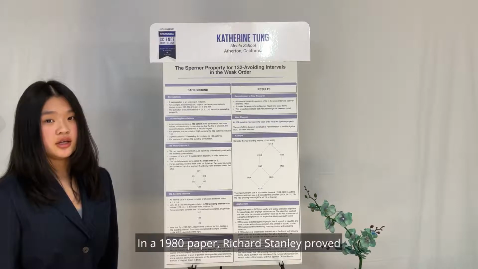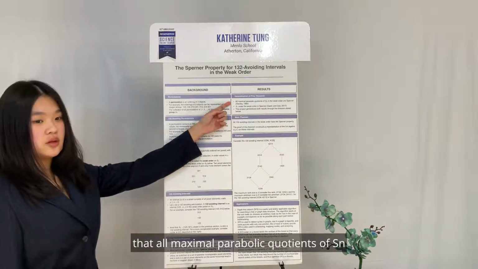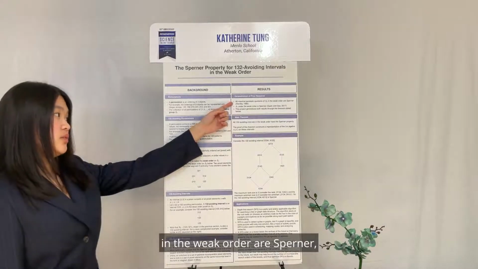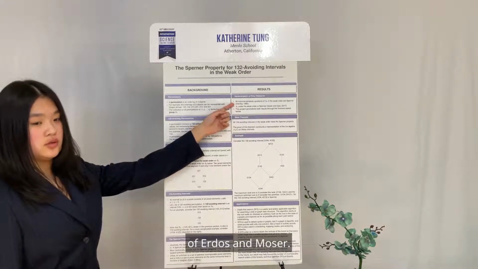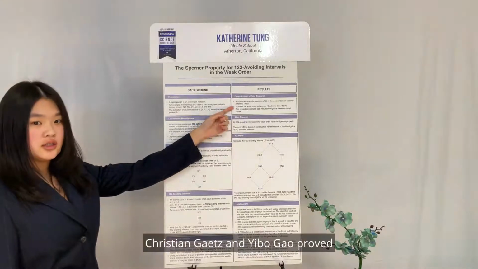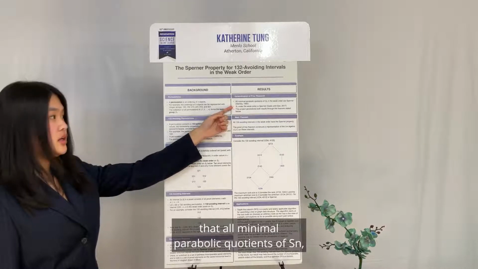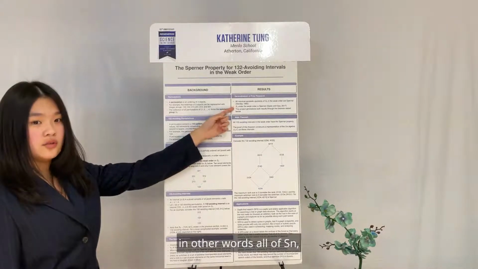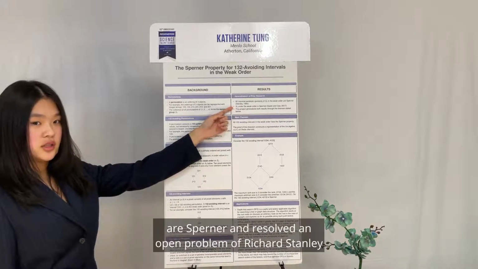In a 1980 paper, Richard Stanley proved that all maximal parabolic quotients of Sn in the weak order are Sperner, and he resolved an open problem of Erdos and Moser. In a 2020 paper, Christian Gaetz and Yibo Gao proved that all minimal parabolic quotients of Sn, in other words, all of Sn, are Sperner and resolved an open problem of Richard Stanley.